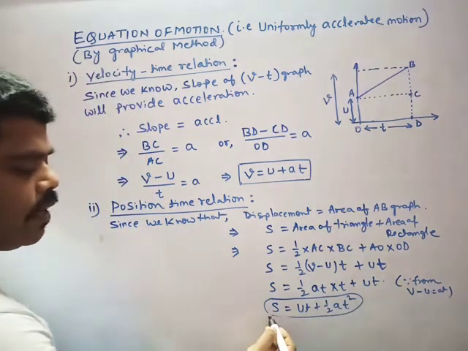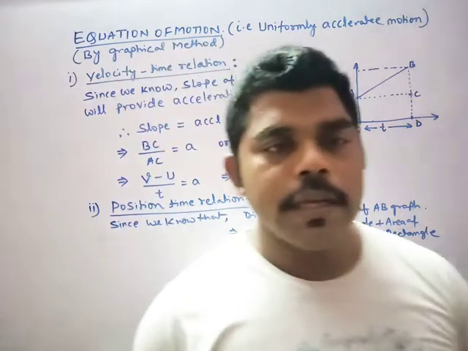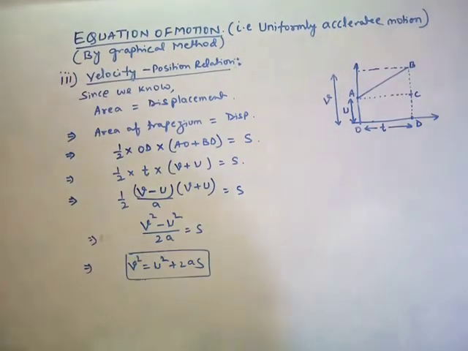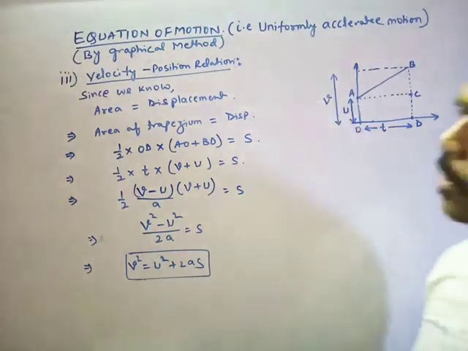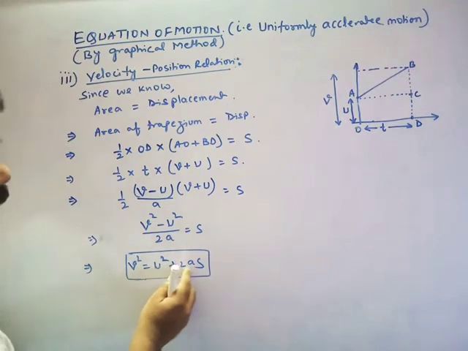In this way we get the second equation, s = ut + half at². Is it right? Let's go with the third equation. In the third equation, you can check that it is a velocity-position relation, right? So this is the equation, v = u + at, right?